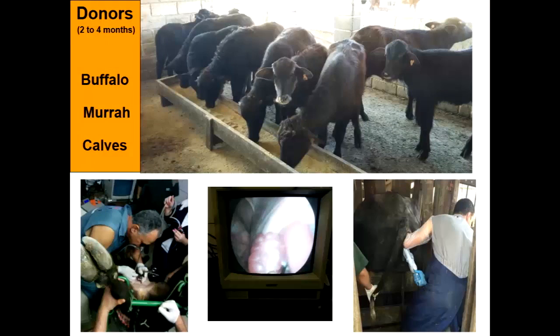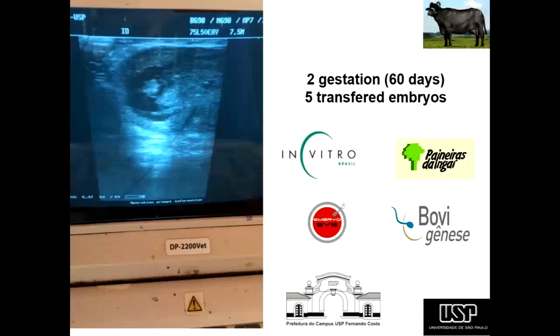So just a curiosity, we are doing this technology also in buffalo. These are our donors. They are 2 months or so. We are using the buffalo super stimulated with FSH. Look at the follicle at the moment of laparoscopy. The positive control in our study is also adult buffalo. But just to show you, this was 2-3 months ago. The first gestations, we transferred 5 embryos for calves, and we got 2 gestations. 2-3 weeks ago, we confirmed they are there.